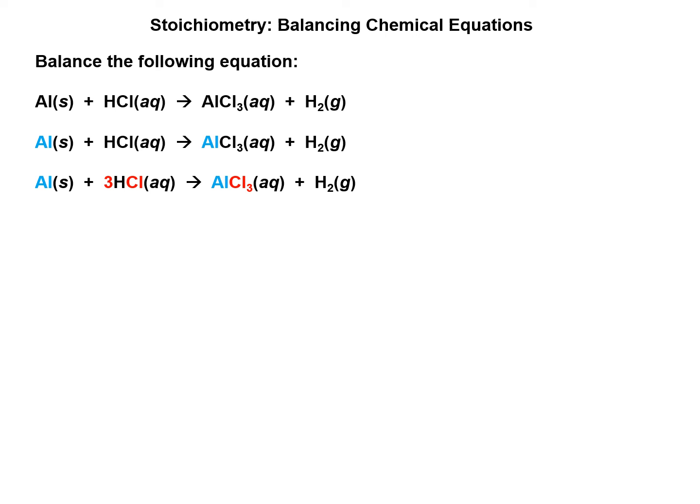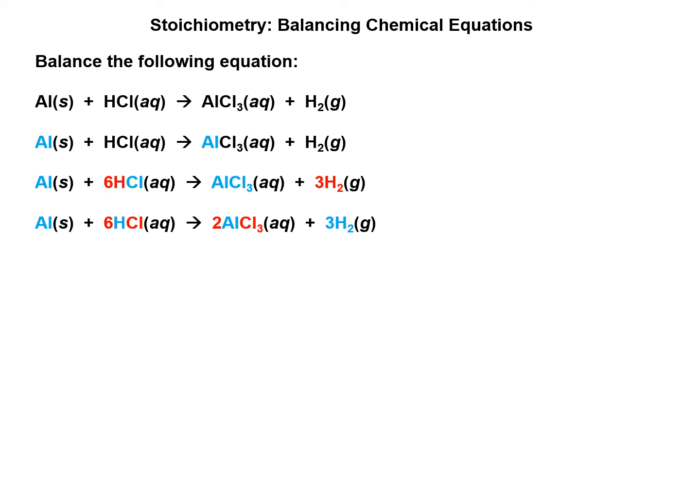We then have to look at the chlorides. In order to get the 3 chlorides that we have on the right, we add a 3 in front of the HCl. We now have 3 chlorides on the left. Now we had to double the hydrogens on the left to equal the hydrogens on the right. The reason for that is we had 3 hydrogens on the left and only 1 hydrogen gas molecule on the right. So in order to balance that, we need 6 hydrogens on the left, 6 hydrogens on the right. So we changed the coefficients to 6 HCl and 3 H2.